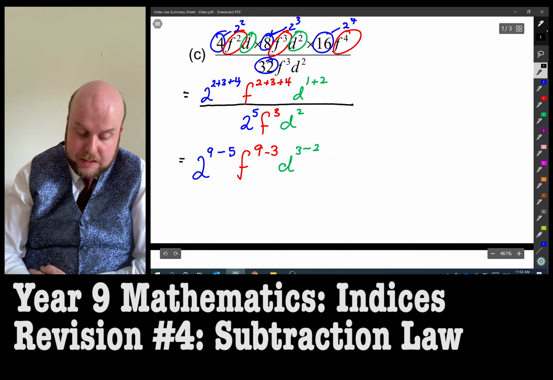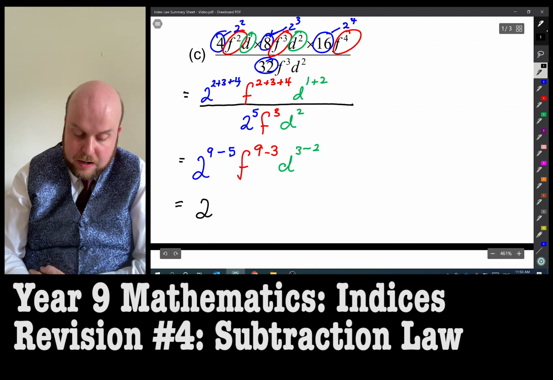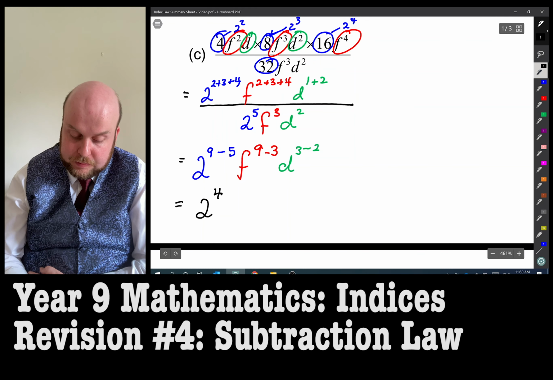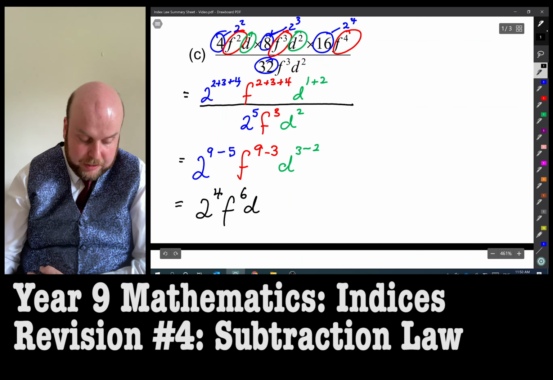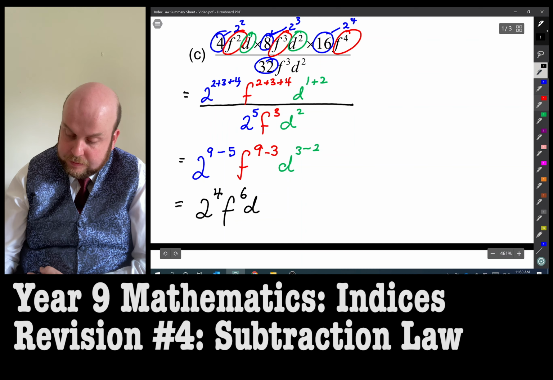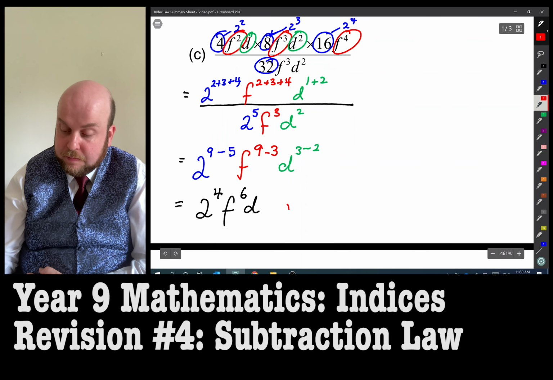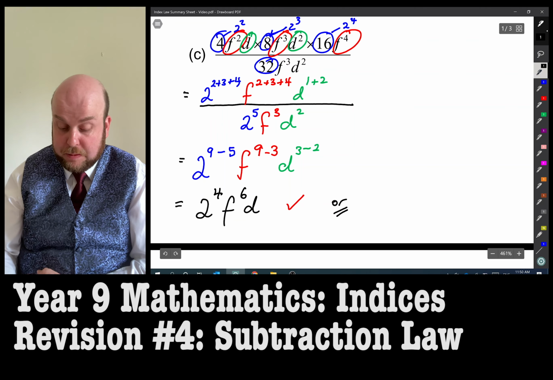And so my final answer will be 2 to the power of 4, f to the power of 6, and d on its own, like so. Or if you like, you can express this as 16 f squared d.